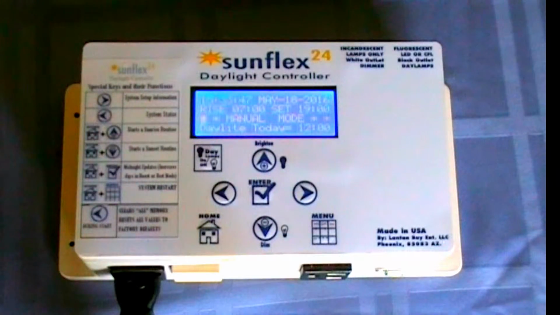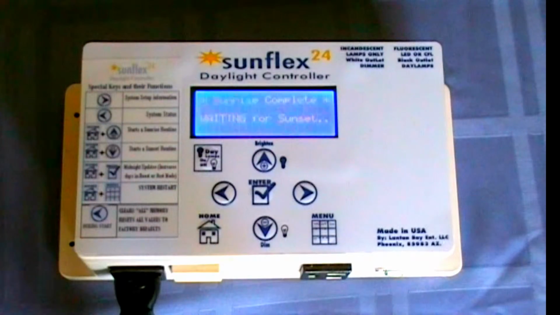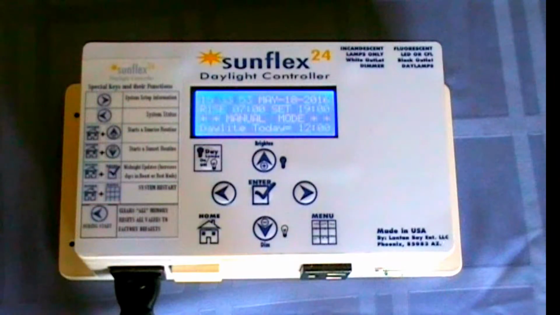And that's the SunFlex24Plus. An additional feature of all the systems is power failure detection, whereby if the power is lost at any time during the day or night, upon power up, the system determines what is the appropriate mode for the lights to be in.